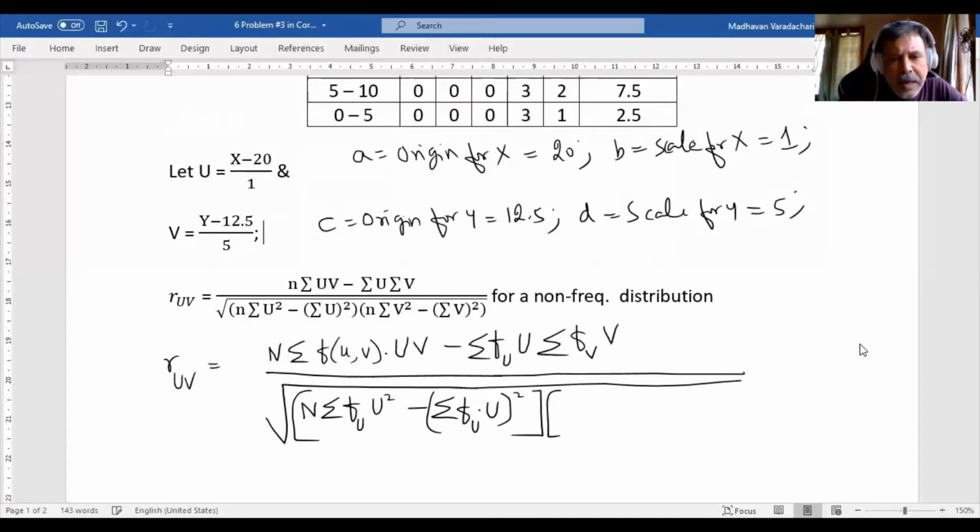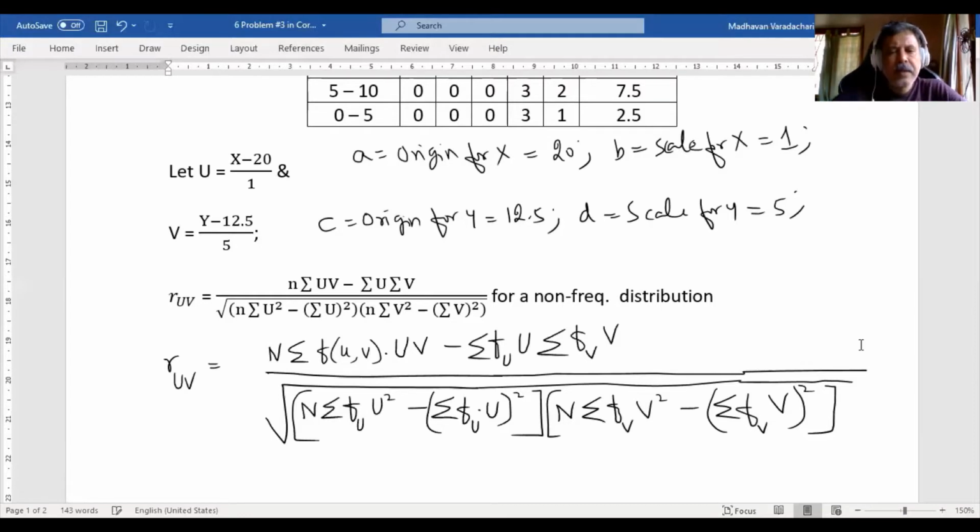Then again open a bracket. Instead of small n, substitute it with capital N. Summation. Since it is v, I will write here f suffix v into v square, minus summation f suffix v into v, the whole square. This one has to be squared. Then a closing box bracket for this. So that will be the formula.